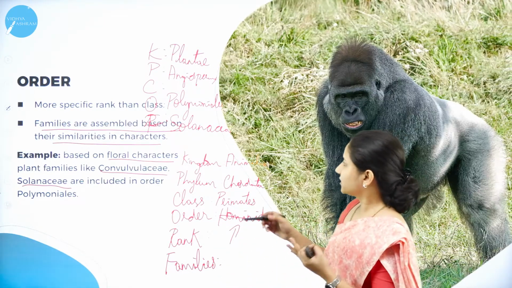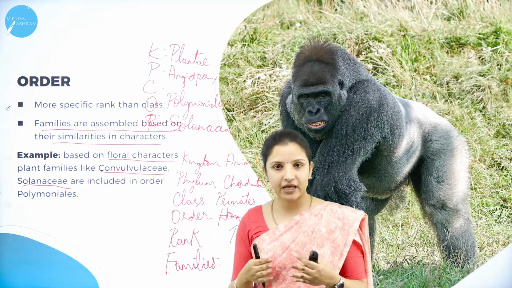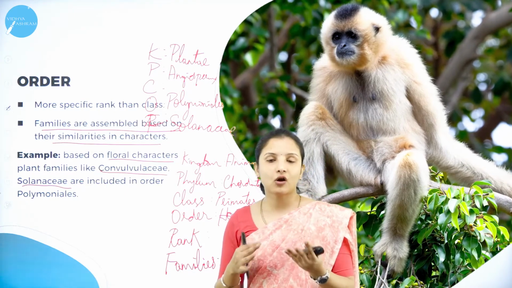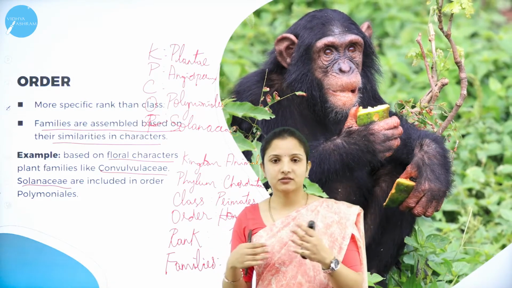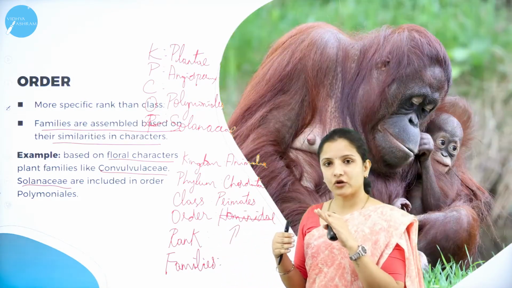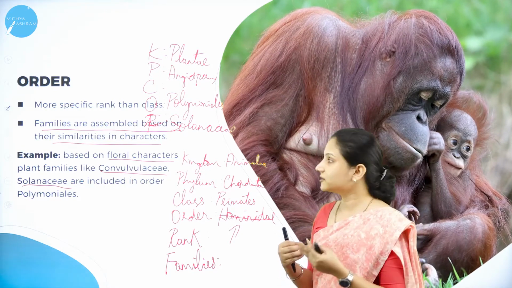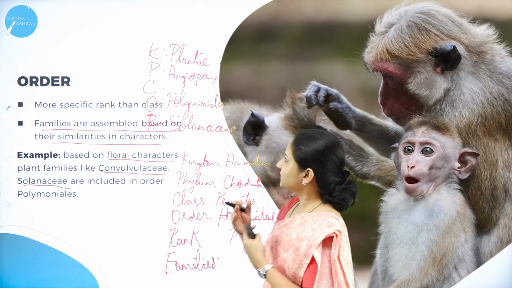So what happens here is, all the family, say for example we have cat and dog, Canidae and Felidae. Canines, the dogs, are put under Canidae. Felines, they are put under Felidae. So like that, it is categorized based on the characteristics, based on the external or visual characters that we can see. So here, order, it is polynomials.